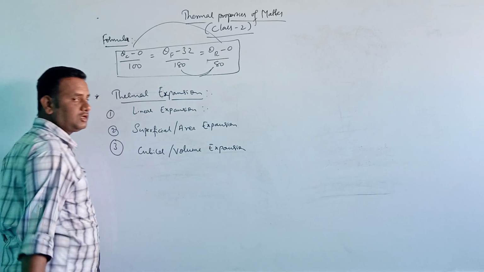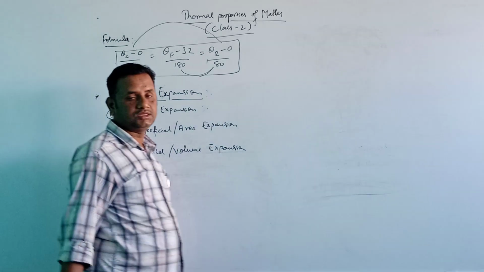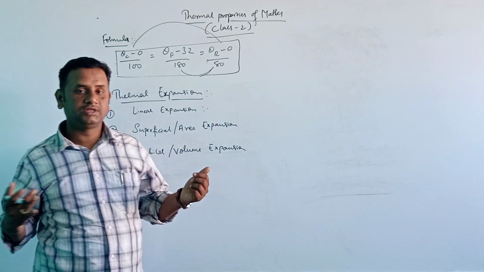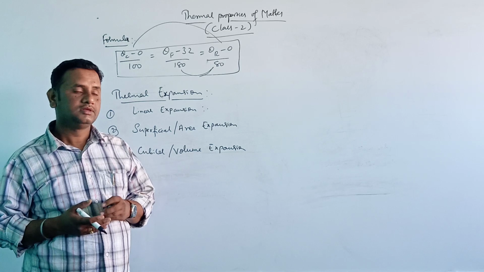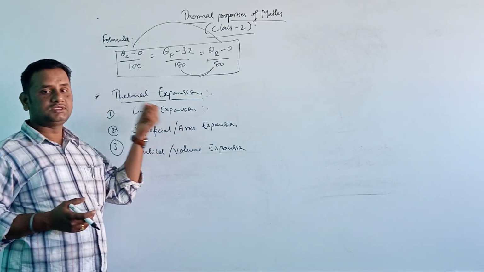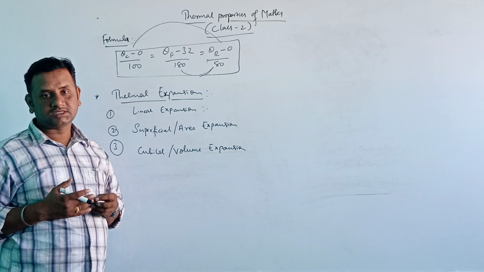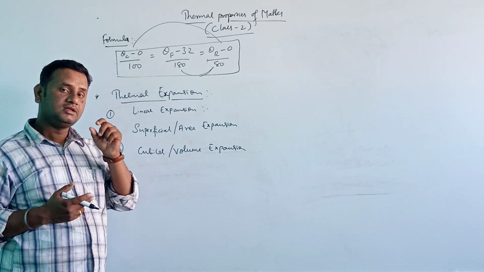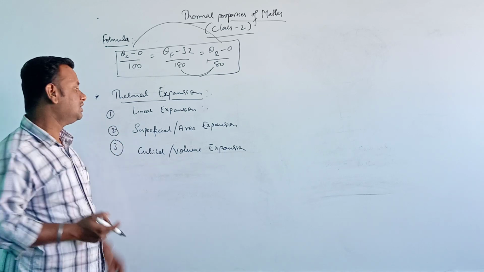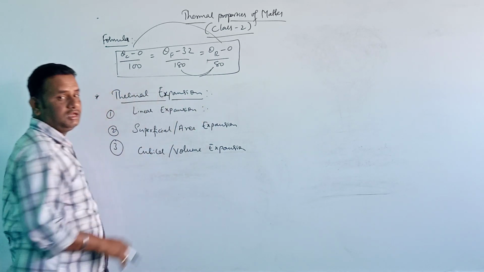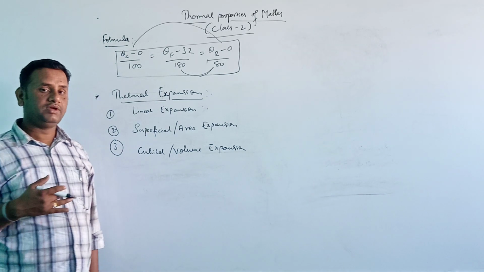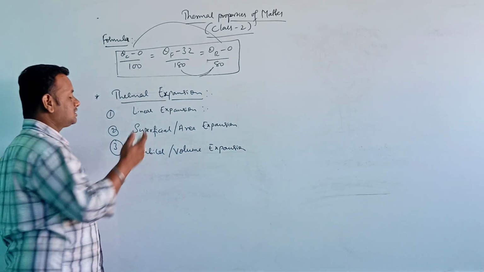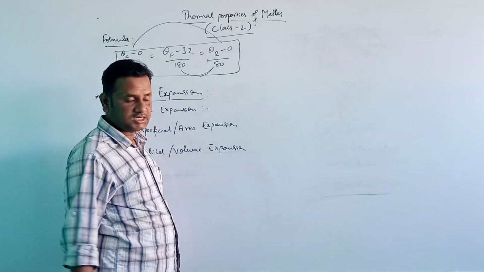When any metallic rod is heated, we can observe that the length of the metallic rod increases. Linear expansion is the expansion where, when a metal is heated continuously, its length changes, there is some increase in length. When the metallic rod is heated and its length increases, such expansion is called linear expansion.